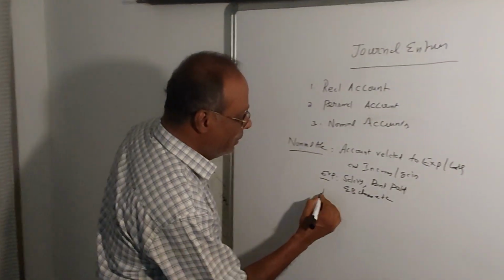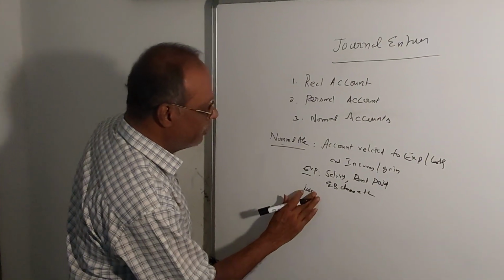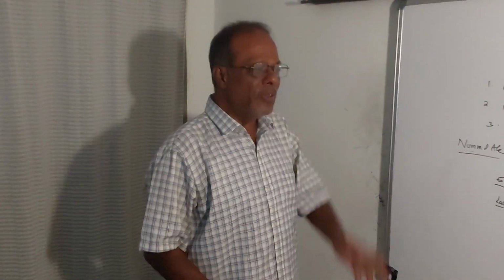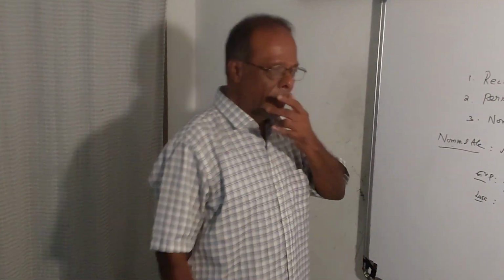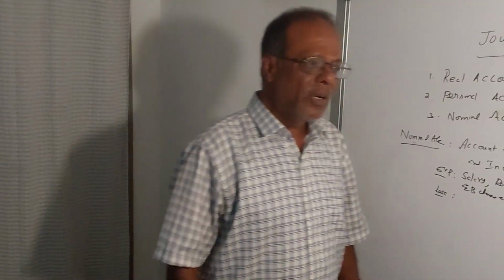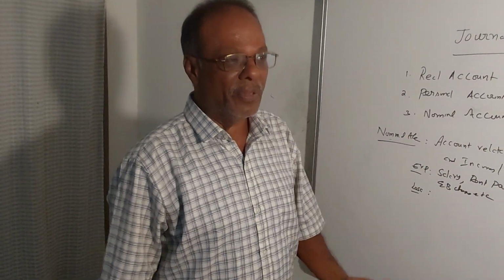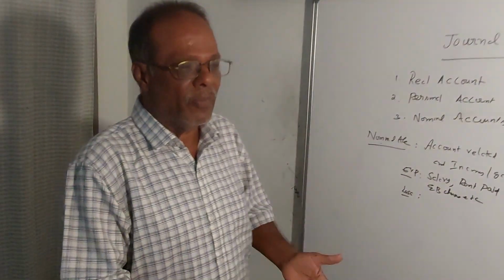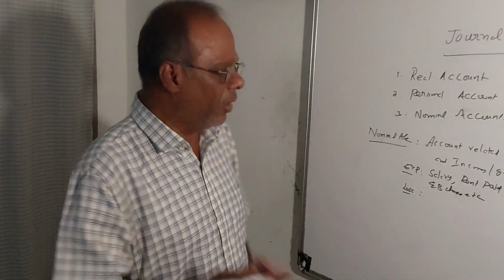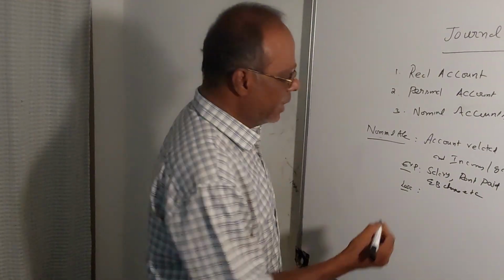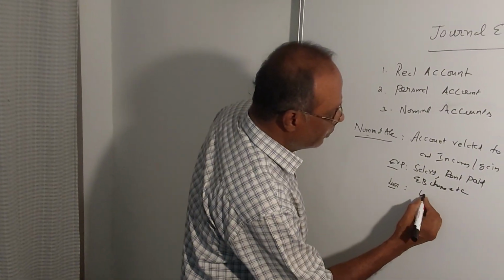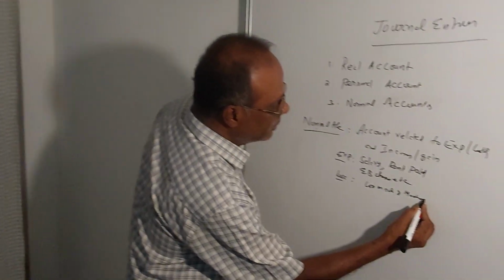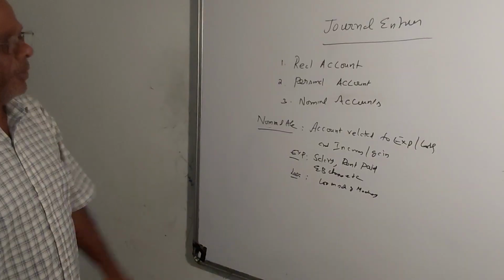Now, loss. Loss is a different word. Okay, loss is what? Suppose a machinery is purchased for 15,000 and sold for 14,500. What is the difference? 500. Purchase is 15,000, we are selling for 14,500. It's a loss. So, loss on sale of machinery. This is called expenses and losses.